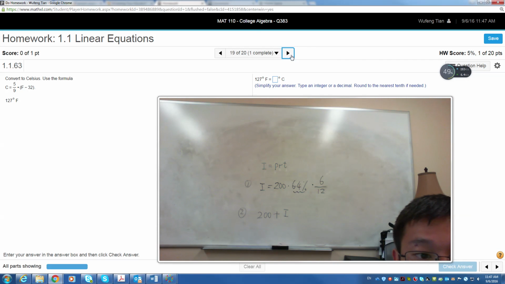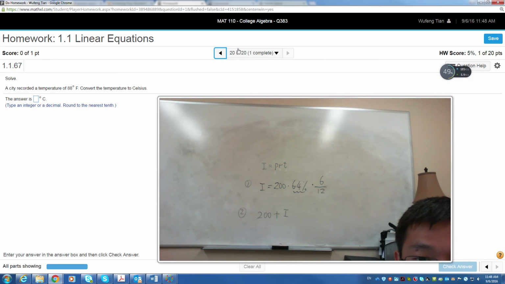Number 19. Okay, 127, plug 127 into here. So your 127 plugs into this formula. 127 minus 32, and then multiply the fraction. It's a simple one. You just plug it in, you find the degree.